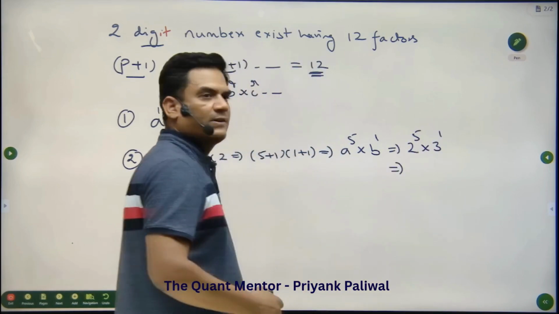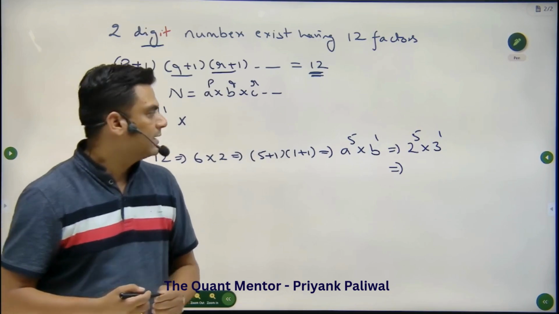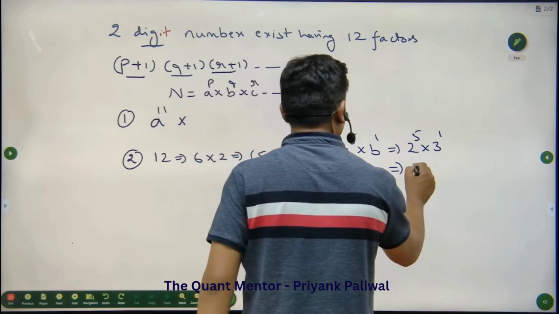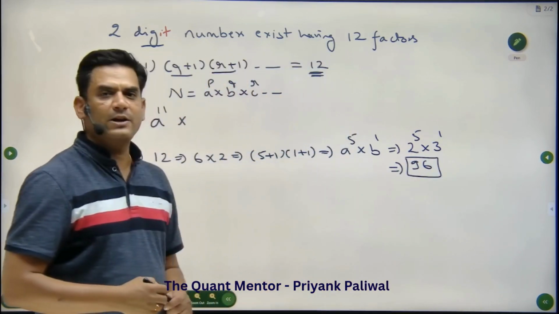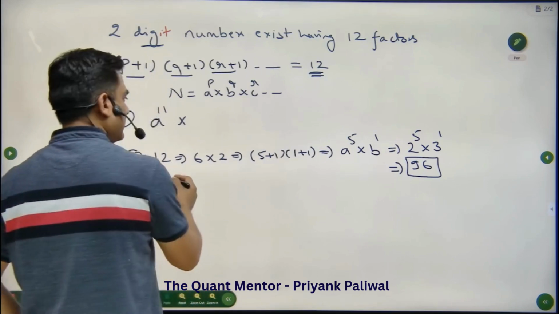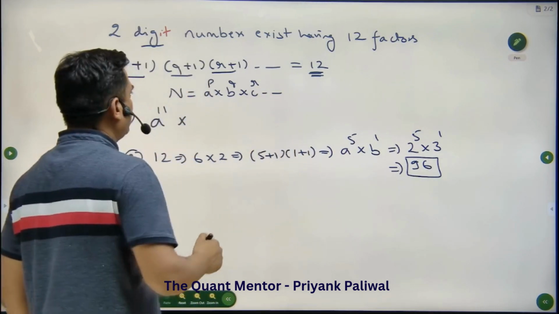What is 2 to the power 5? 2 to the power 5 is 32. What is 32 into 3? This is 96. So we have the first number as 96, having how many factors? 12 factors. I cannot flip them because if I take 3 to the power 5, it will never give me a 2-digit number.